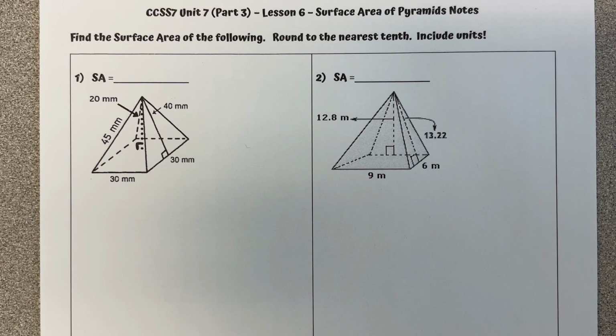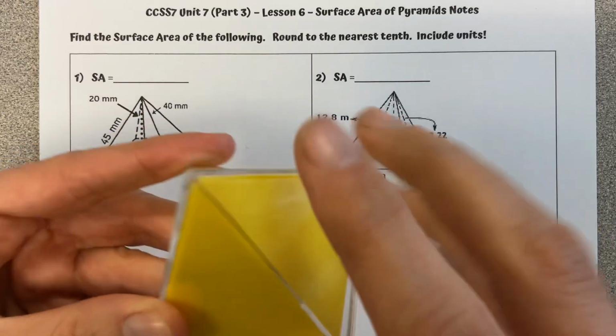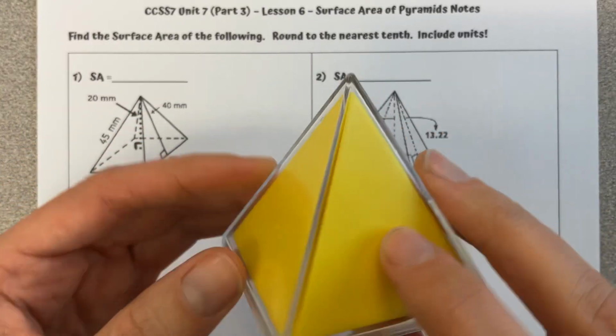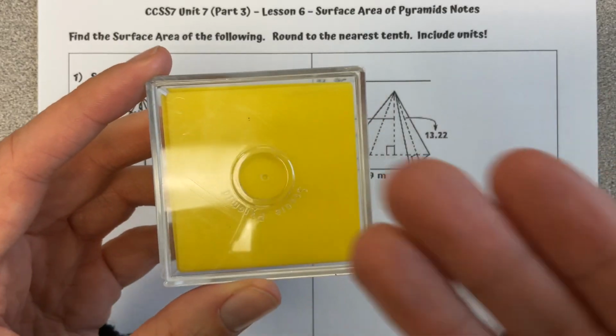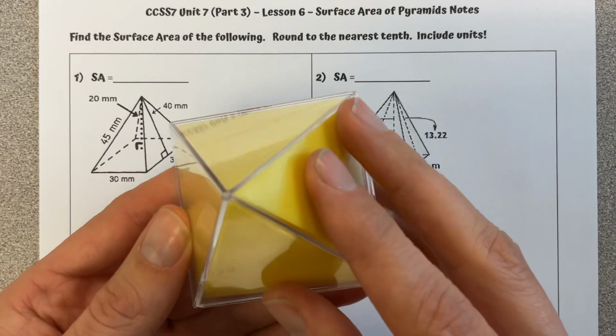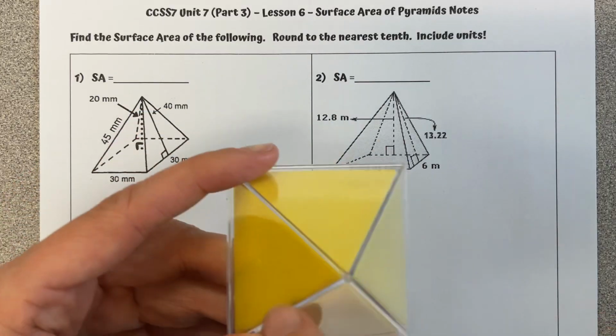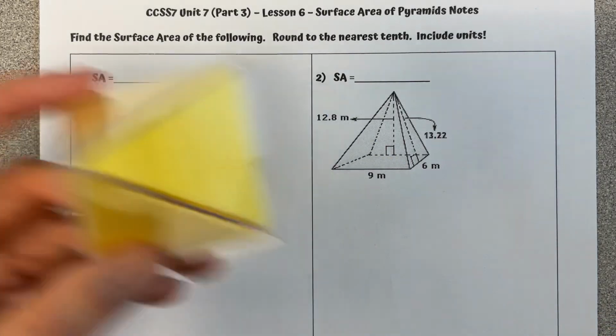Today we're going to talk about the surface area of pyramids. So as a reminder, pyramids come to a point like this. They have triangular lateral sides, and then the base shape is what type of pyramid it is: square pyramid, rectangular pyramid. So we have that one base shape and then the sides that come to a point.